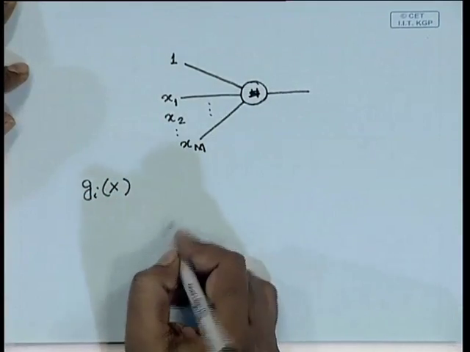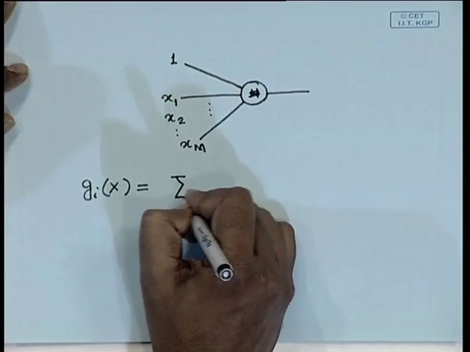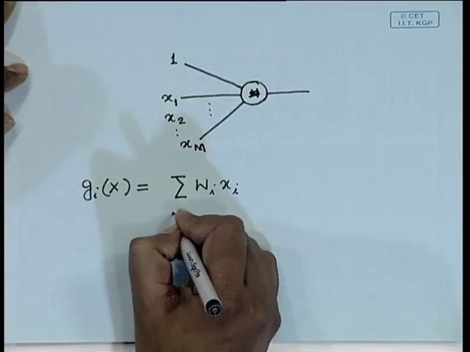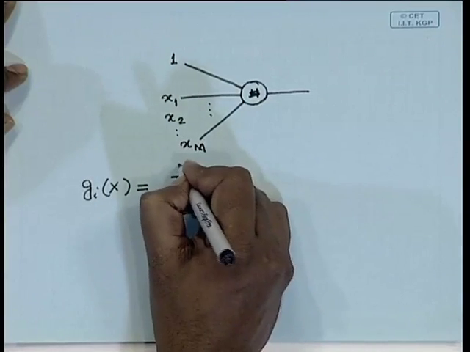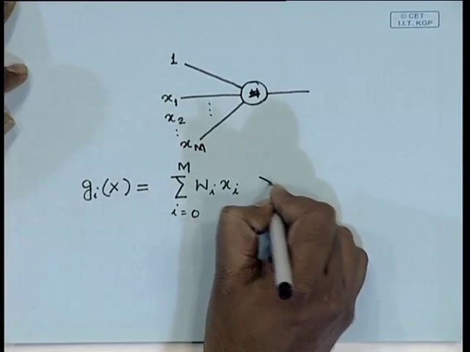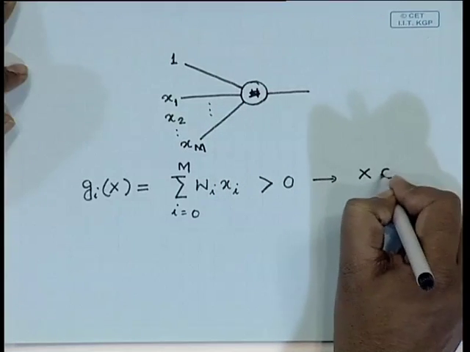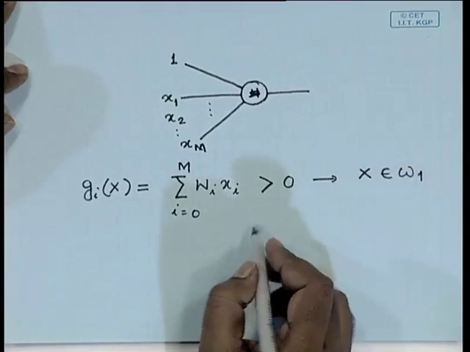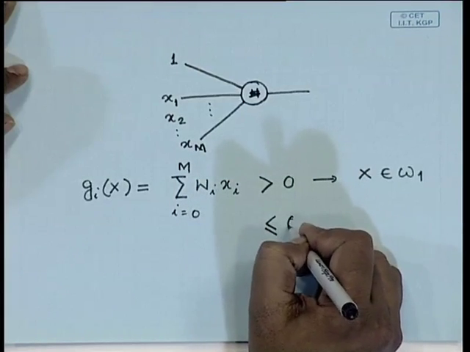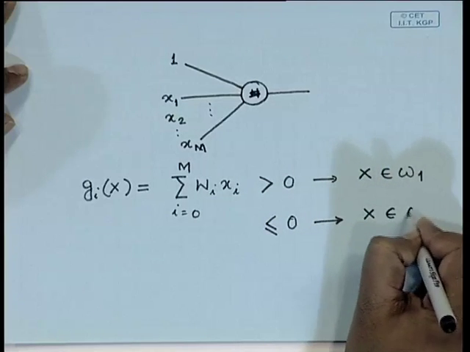what this node computes is simply the summation of w i x i, i varying from 0 to m. And we say that if this is greater than 0, then the vector x belongs to class omega 1. If this is less than or equal to 0, we say that the sample x belongs to class omega 2.